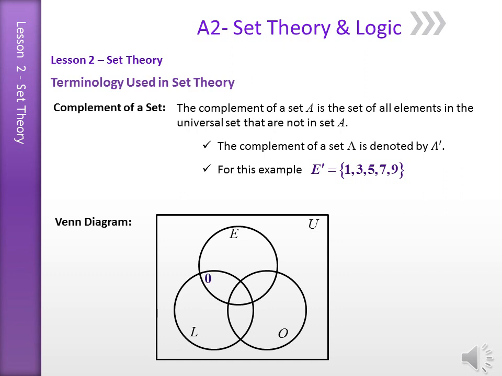For example, 0 is an element of the evens and the numbers less than 7, so it would go in that space that overlaps E and L. 1 is an odd number and it's a number less than 7, so it fits in the overlap between L and O. And we can continue on with this pattern. Notice that 7 and 9 are not in any of the sets E, L, or O, but are contained in the universal set, so they will be outside the circles, yet still inside the rectangle.